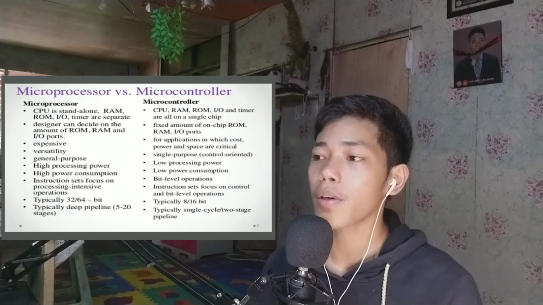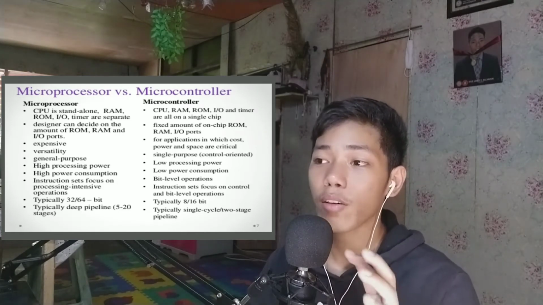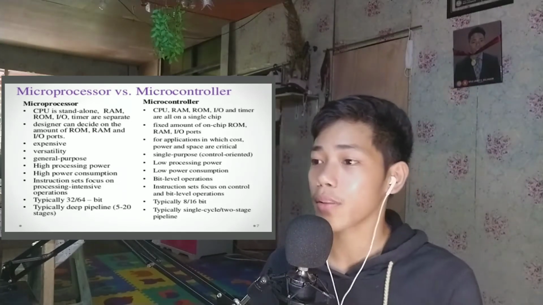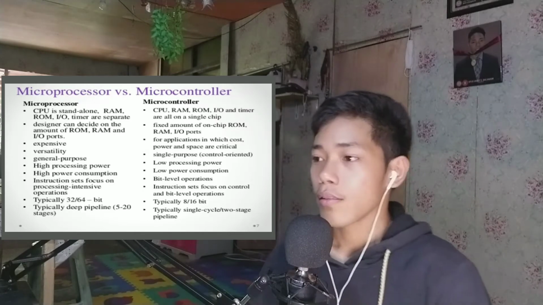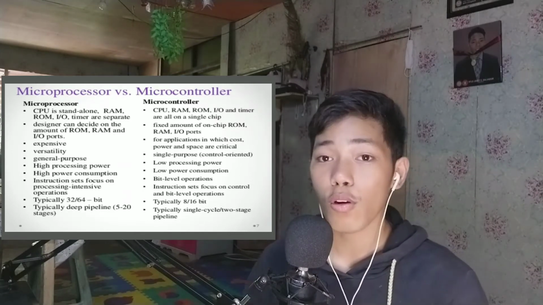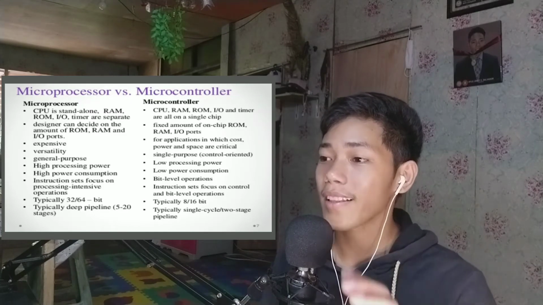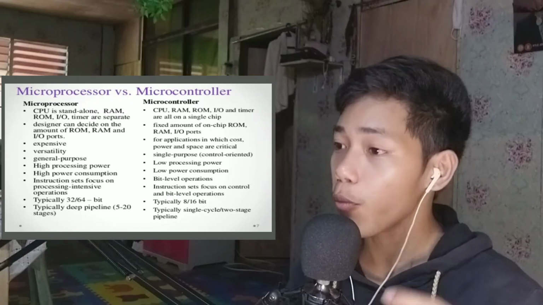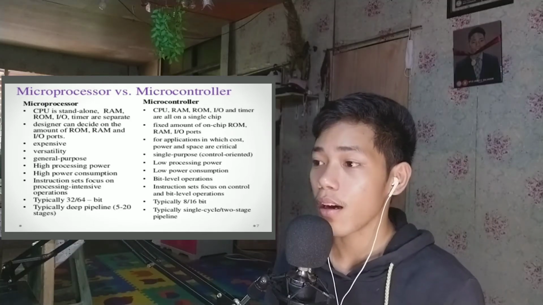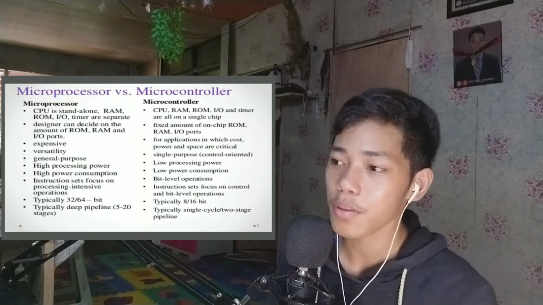Next is the single purpose. When we talk about the microprocessor, it's about general purpose, while single purpose is about the microcontroller. So single purpose, which is control oriented, means low processing power, not like the other one. Low power consumption, because low processing power also means low power consumption.